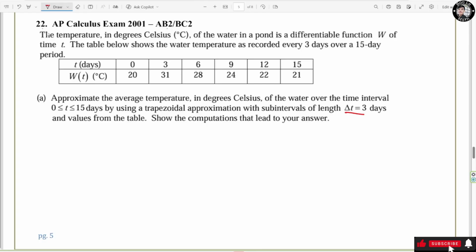This question comes from AB Calculus Exam 2001, AB Calculus AB question 2 and BC question 2. This question is similar to the questions 19, 20, and 21 we just did, right? So I'm going to leave this one for you to practice. I'm going to give you the answer key for this one, right? So question A over here, the answer is about 25.1 degrees per day, right?